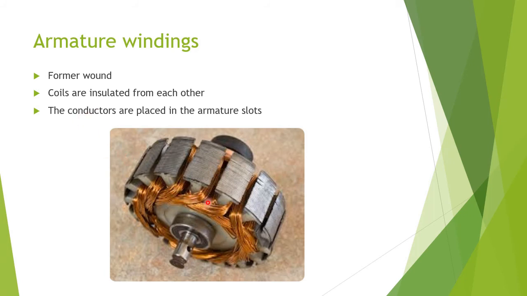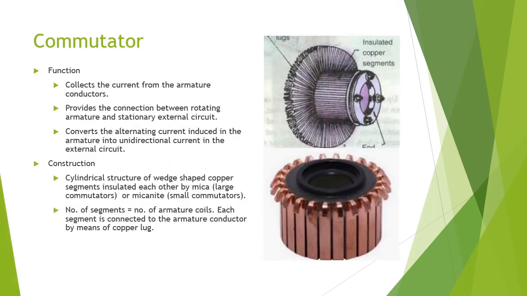Here these coils are insulated from each other and from the conductors. These are the slots. This is placed in the slots. The next part is the commutator. Here this is the commutator. This commutator collects the current generated in the armature conductors.